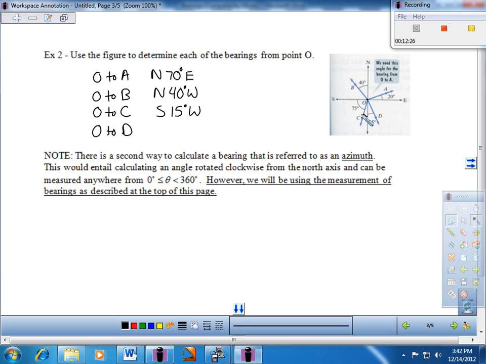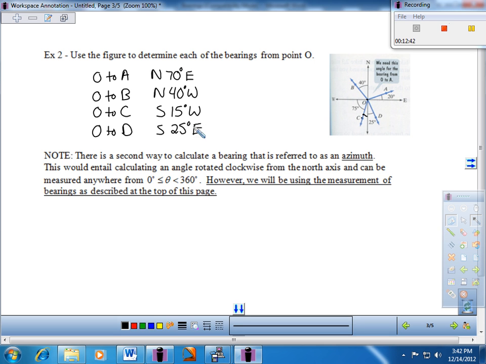And then that last one, let me see if I can catch that. It looks like from O to D, again off the south axis, it looks like we're rotating directly 25 degrees there, and I'm going in my easterly direction. And those are your 4. Okay, great. Initial side, angle, which direction did that terminal side go?